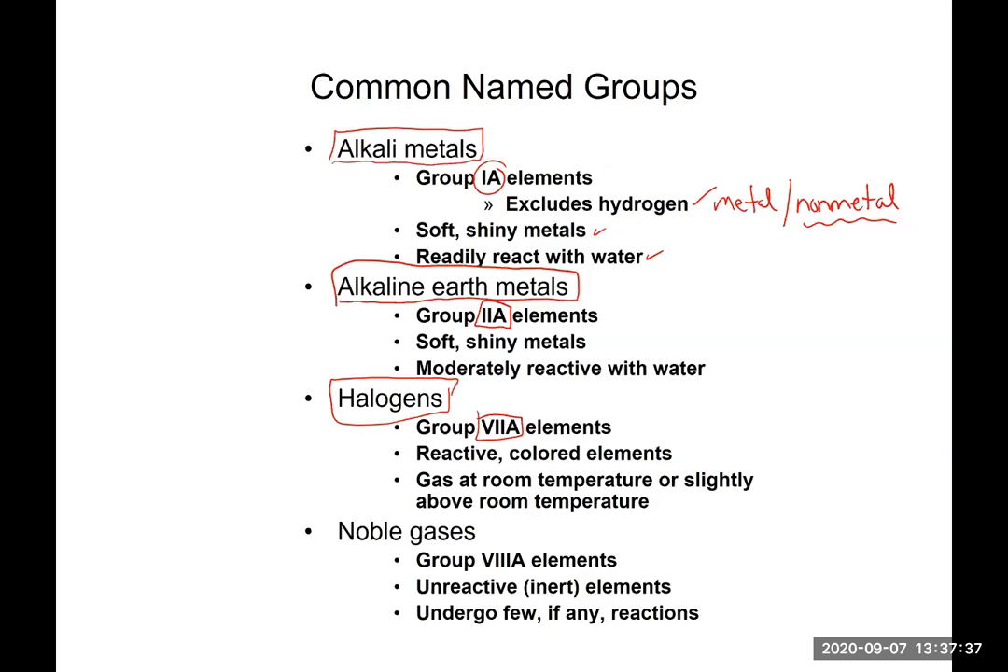And then we have group 8A, which is the noble gases. And the noble gases are very stable and unreactive. And unreactive is called inert. That's the term that we use for it. They undergo very few, if any, reactions. And we'll talk about why when we talk a little bit more about their group, column, or family and the electrons that are in their valence shell.